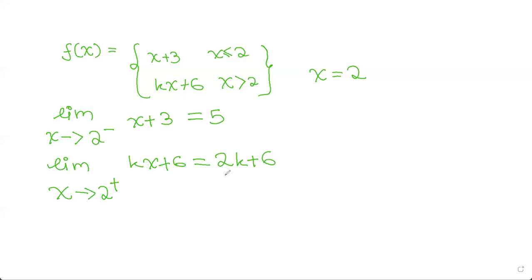Now we know that if it is continuous, limit x tends to 2 minus has to be equal to limit x tends to 2 plus. So we just equate 5 and 2k plus 6. And now we have this equation, so we can solve for k. So k would be equal to minus 1 by 2. So that's how you solve this type of question.